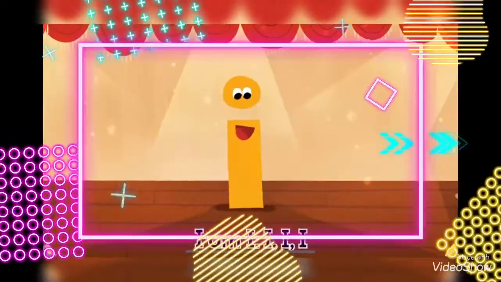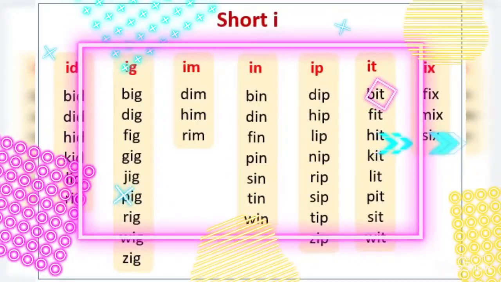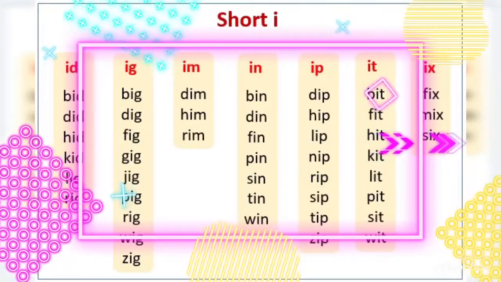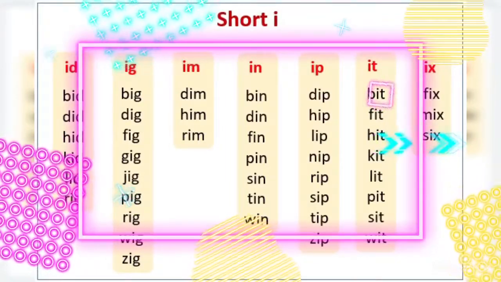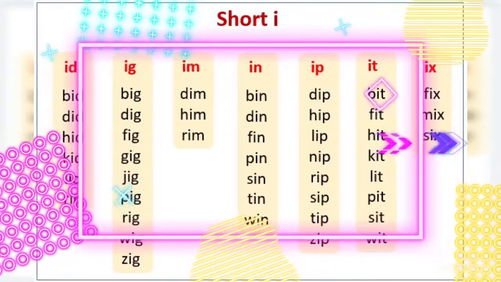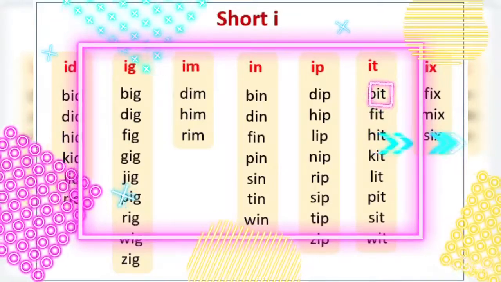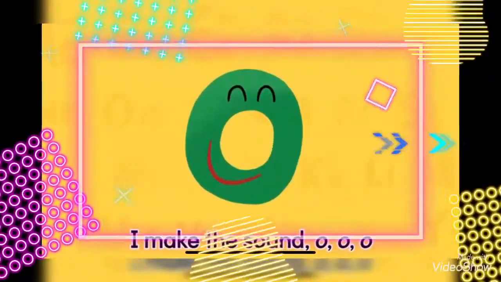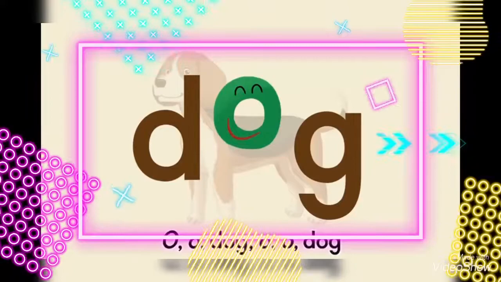Short vowel I, sound I, like fin. Family word for short vowel I: id, ig, im, ip, it, ix. Look at big and dig. It's the same short vowel and the same ending sound and ending letter. This is the rhyming.